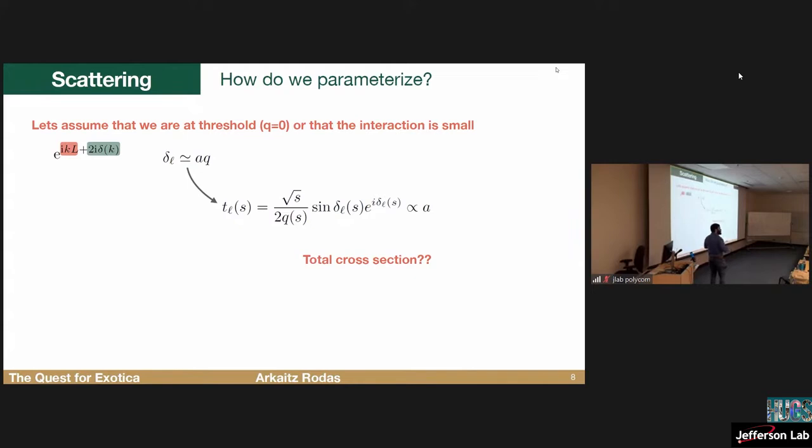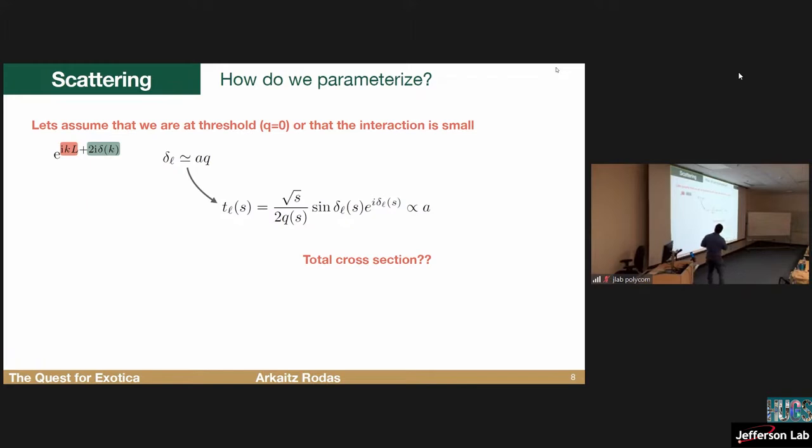So let's start by doing the simplest thing that we can for this delta function. Let's assume that we are at the threshold of the reaction. So you have 2 pions that are interacting right at the threshold, where the energy is basically the sum of the masses squared. In that case, this delta at threshold is going to be 0, right? There's no scattering. They cannot interact because you don't have enough energy for them to interact physically. But if you are slightly above it, then you might have something that is not 0.